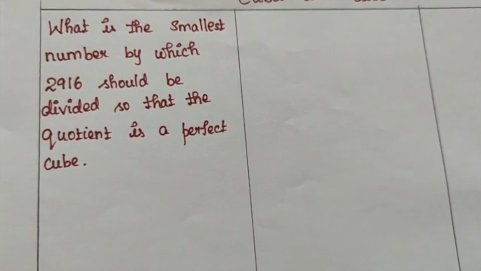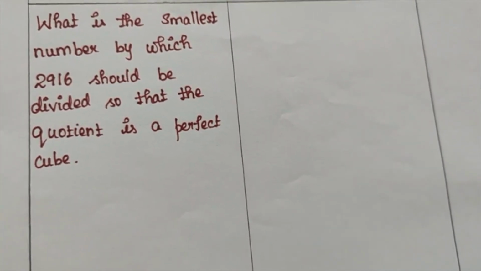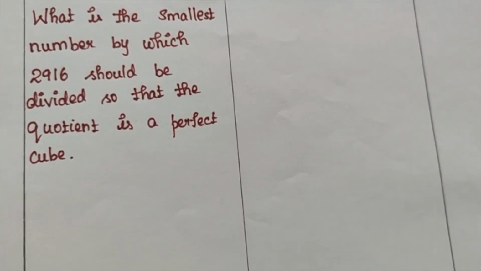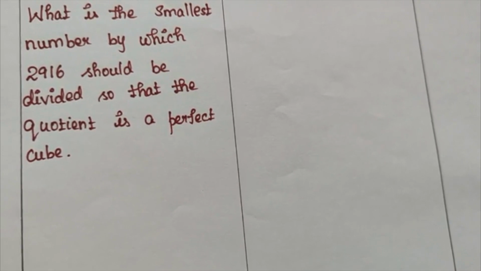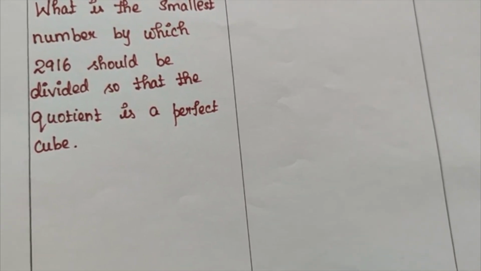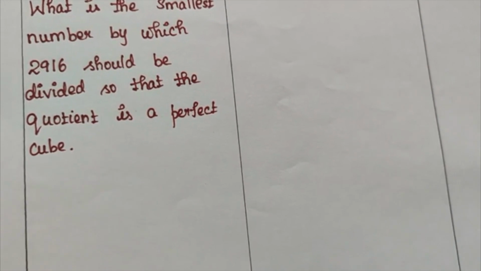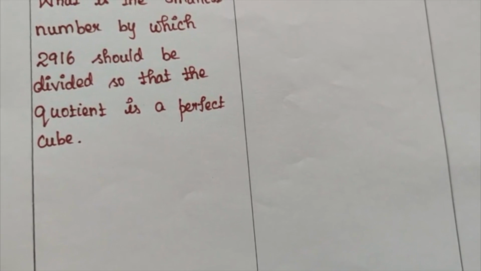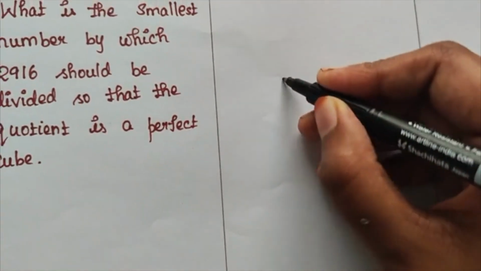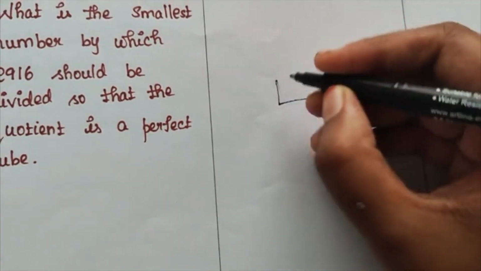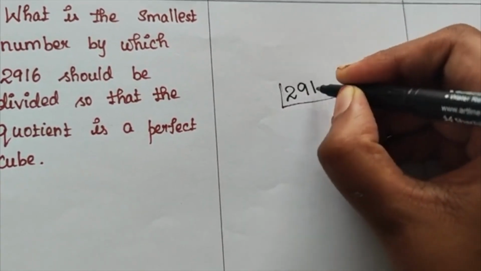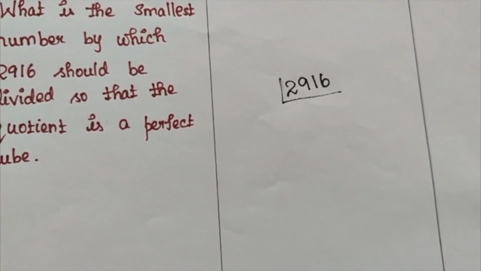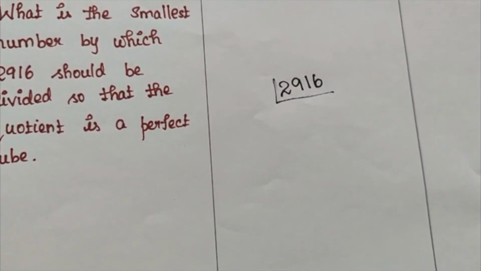What is the smallest number by which 2916 should be divided so that the quotient is a perfect cube? So again, 2916 is not a perfect cube, but we need to divide this by a certain number so that the quotient would become a perfect cube. So we can follow the same steps we followed for the last sum. So here 2916, it is an even number, which means we can divide by 2. So let me divide this one by 2.